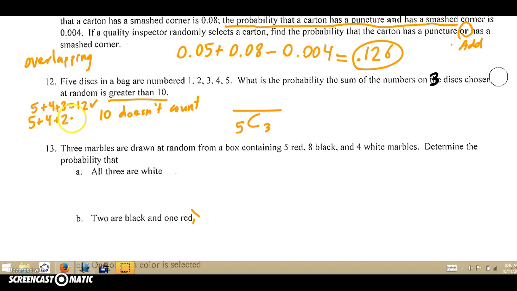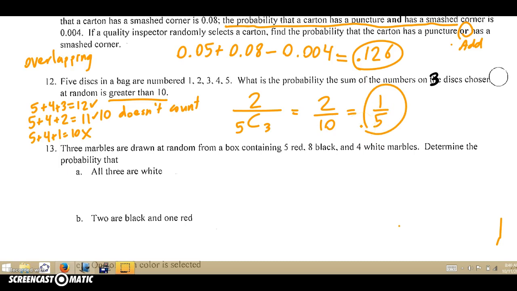5, 4, and 2. That would add up to 11. That's good. 5, 4, and 1. Well, that adds to 10, which doesn't count, like we said. And really, those are the biggest possibilities you can get. The next thing will be like 4, 3, 2, which isn't big enough, right? So it turns out there's only 2 possible ways you can get greater than 10. It turns out 5 combination 3 is 10, and 2 out of 10 is 1/5 or 20%.